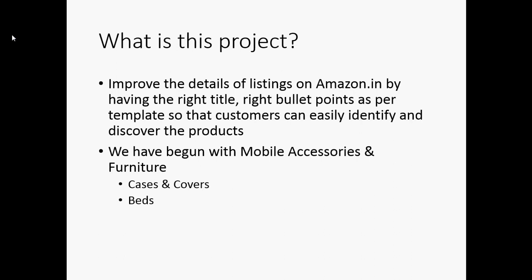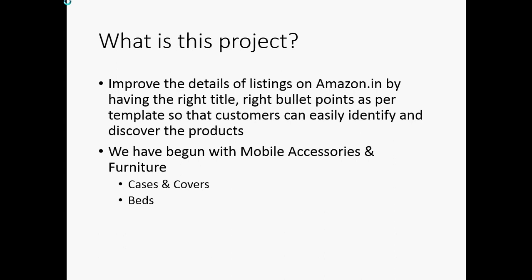What is it? There are already products listed on Amazon.in. However, the products that are listed may not be exactly as per the guidelines. What we mean by that is, it may have a title, but it may not be the right title. It may have bullet points, but they may not be the right bullet points as per the template.